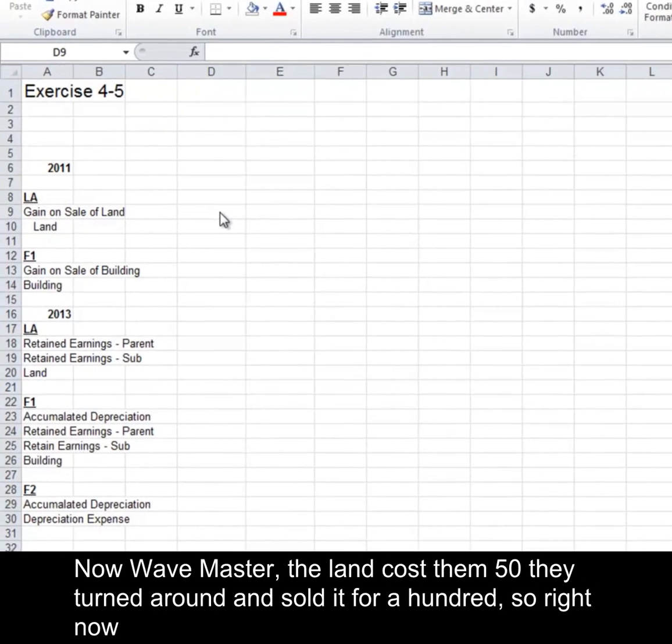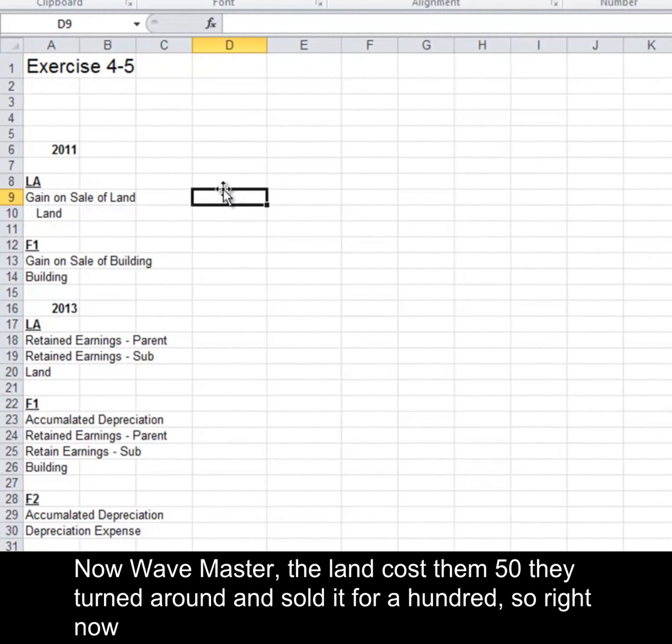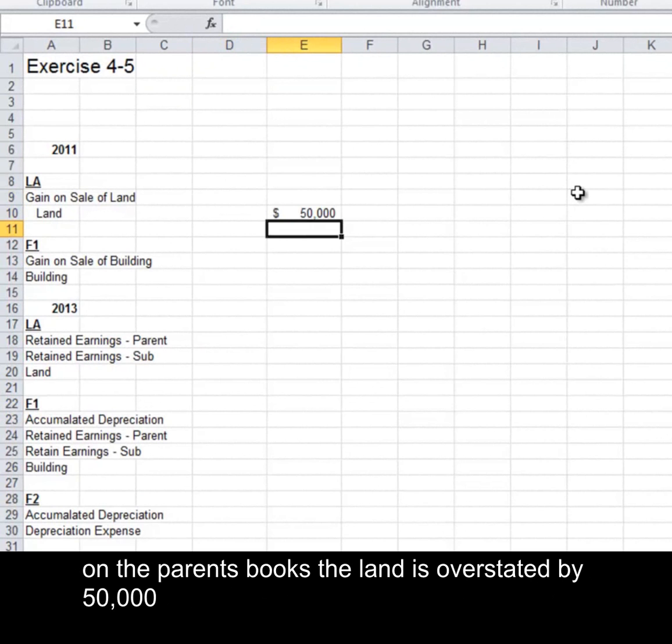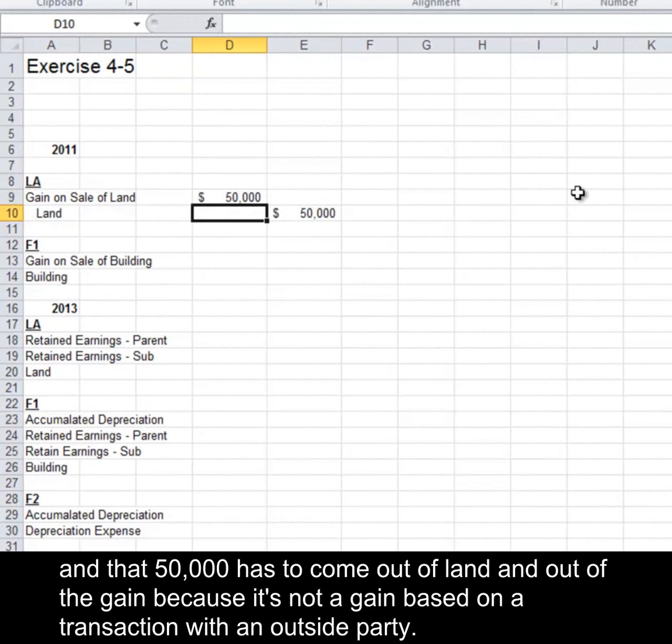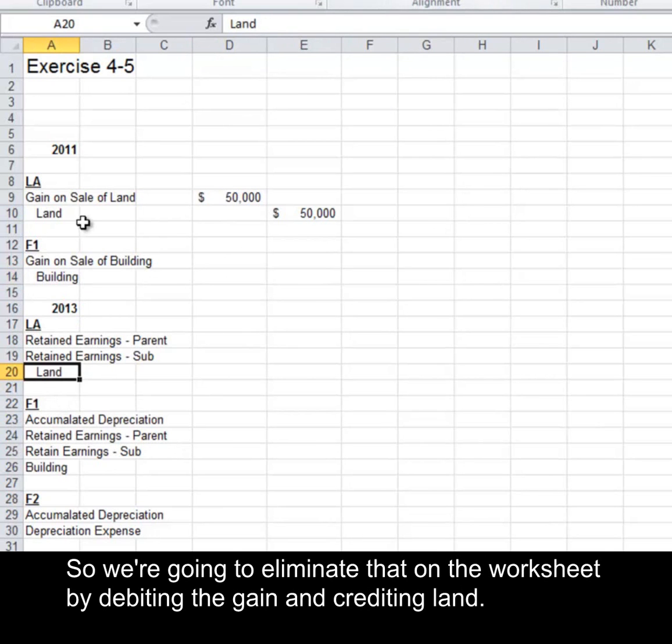Now Wavemaster, the land cost them $50,000, they turned around and sold it for $100,000. So right now on the parent's books, the land is overstated by $50,000, and that $50,000 has to come out of land and out of the gain because it's not a gain based on a transaction with an outside party. So we're going to eliminate that on the worksheet by debiting the gain and crediting land.